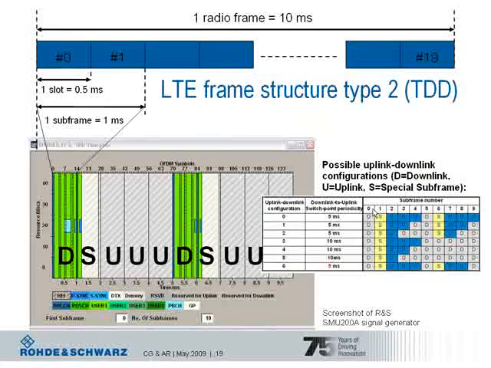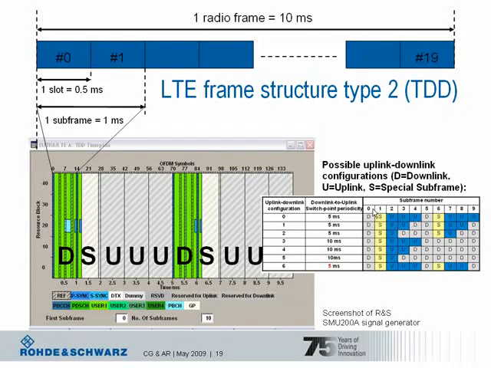Accordingly, this picture shows the LTE frame structure type 2 for TDD, time division duplex. The radio frame structure is the same also for TDD, that's 10 millisecond, subdivided into 10 subframes of each 1 millisecond. And we have also the notion of a slot of 0.5 millisecond. But of course, since it's TDD, there's a significant difference here, because in TDD we have uplink and downlink separated in the time domain. So this needs to be somehow reflected in the subframe structure as well.